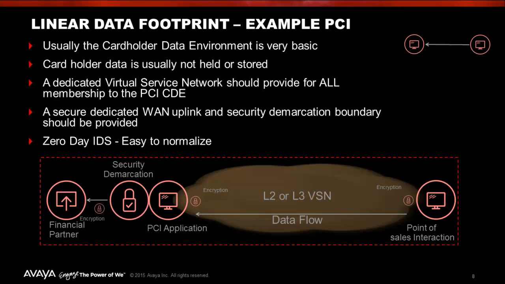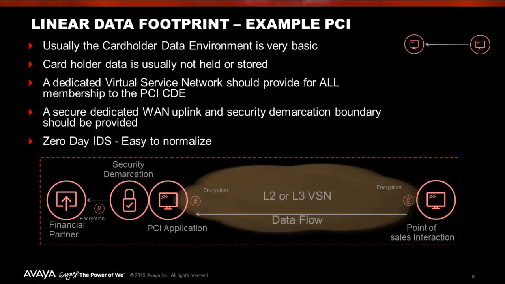It's important. In the linear example, we typically see a unidirectional data flow, or it could be bidirectional, but keep in mind it is linear. It is point to point between a client and a server, for example, or a sensor and a controller. These linear data footprints are typically fairly easy to document. They're very consistent in the way they behave. And PCI is a great example of that.